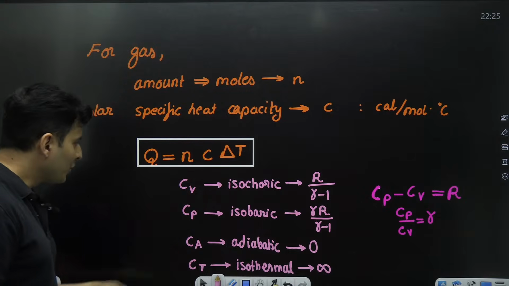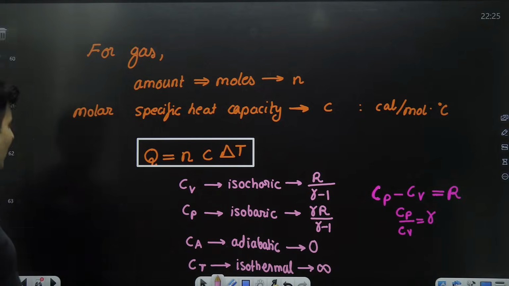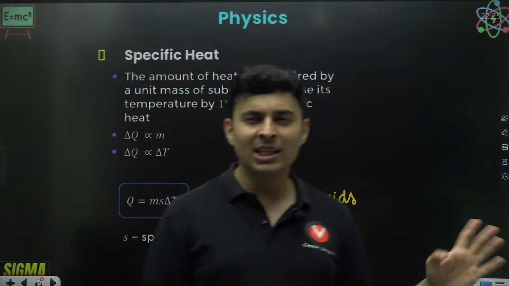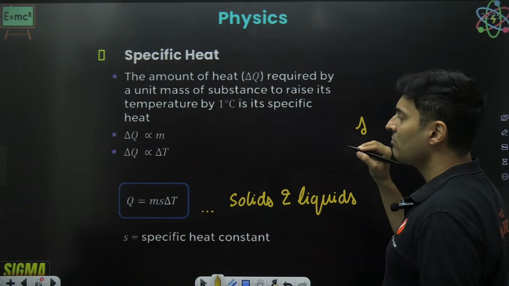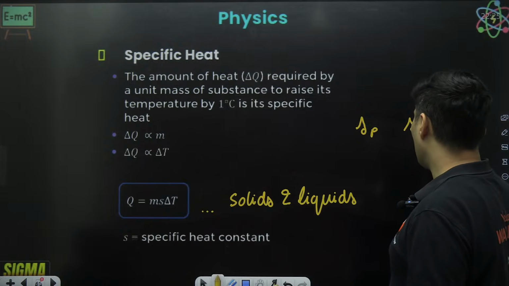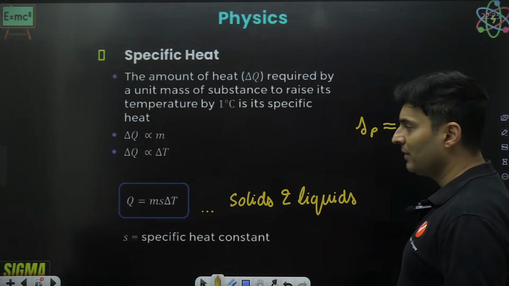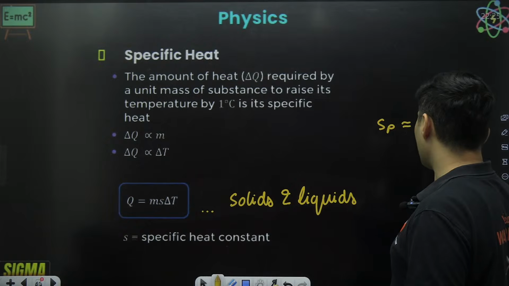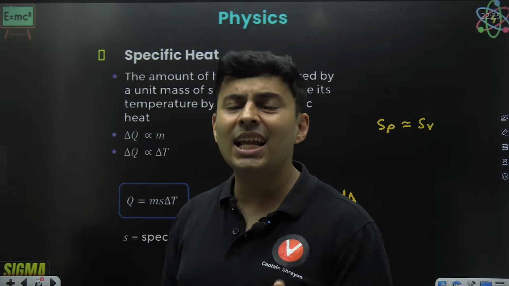Now you might be wondering, sir, you have Cv, Cp, Ca, Ct, such nice, beautiful things for gases. Don't you have such beautiful things for solids and liquids? Well, they do. In fact, if you measure specific heat capacity for a solid or liquid at constant pressure, and specific heat capacity at constant volume for a solid or a liquid, they are roughly the same. Yeah, they are not different. So basically, Sp is almost equal to Sv. Yes, Sp is slightly more, but that minute difference is negligible.